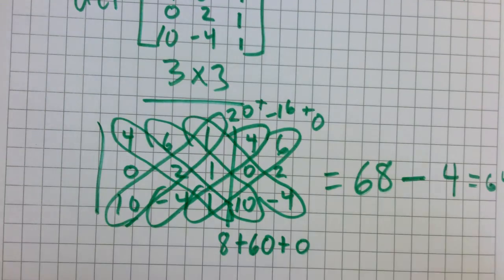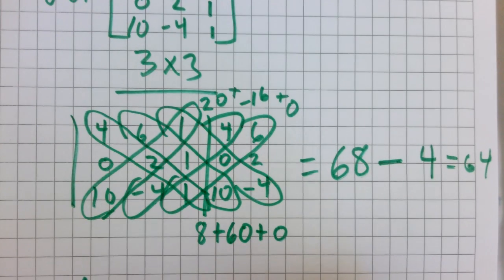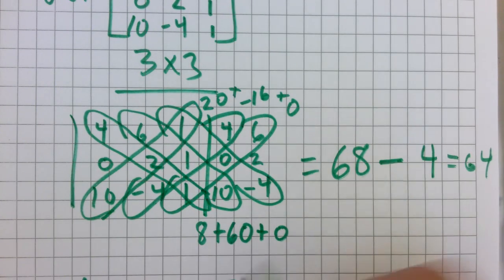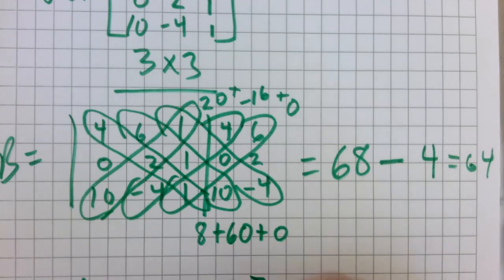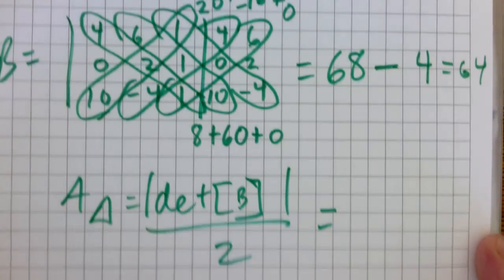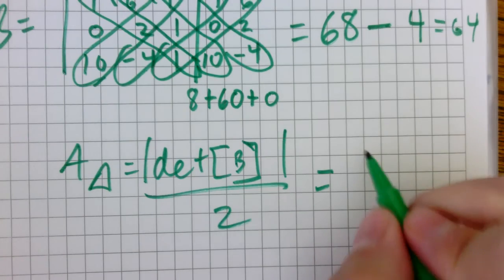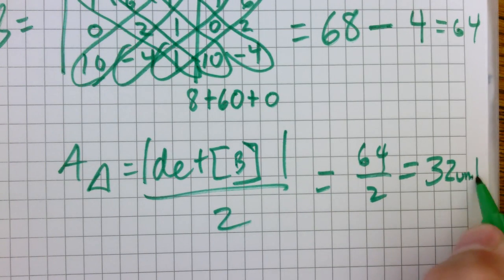That's the determinant. So now the area of the triangle is the determinant of the matrix. We'll call this matrix B. Absolute value of that divided by 2. Well, this one's positive, but it could come out negative like the previous one. So 64 divided by 2, the area is 32 units squared.